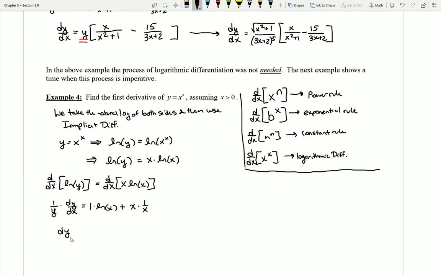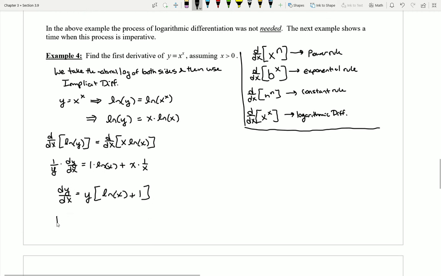If I try to get dy dx by itself, I'll have to multiply the value of y over onto the other side. So I'm going to get y times, this looks like it's going to be natural log of x plus 1. So I almost here have a final answer, and I'll just write down the last little bit here as dy dx is equal to, and again I can replace y with x to the power of x. So what's the derivative of x to the x? Well, it's x to the x times natural log of x plus 1.